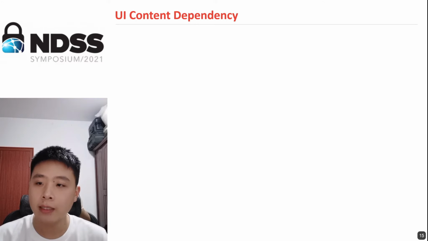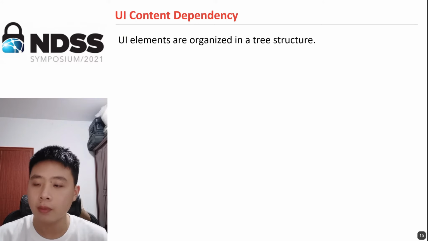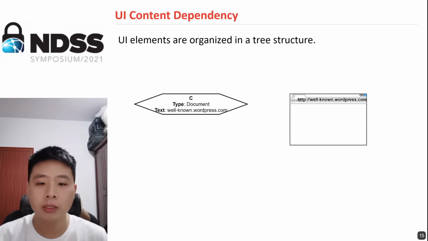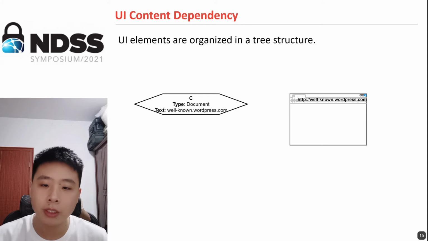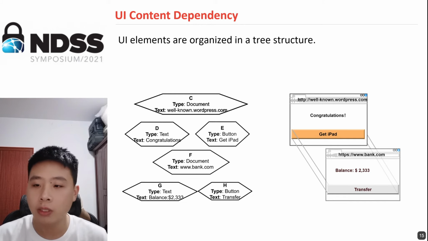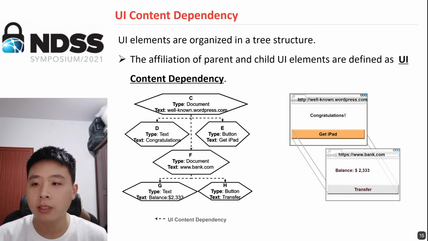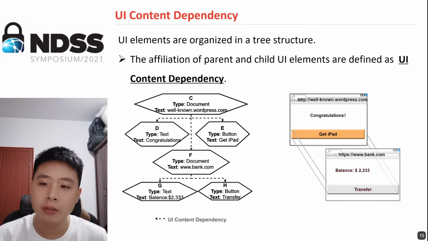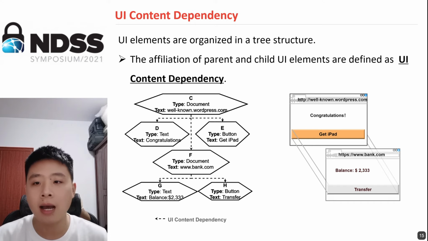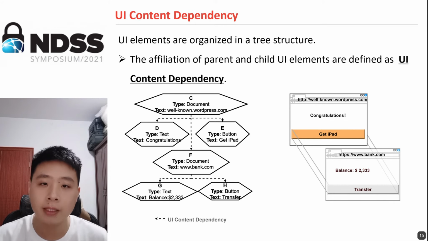First, UI content dependency. UI elements are organized in a tree structure. A parent tree node represents a larger element such as a web page, and all the child nodes represent sub-elements in the web page. Such affiliation of parent and child UI elements is defined as UI content dependency.